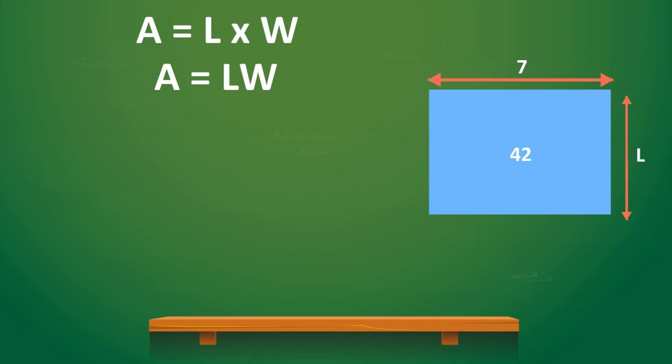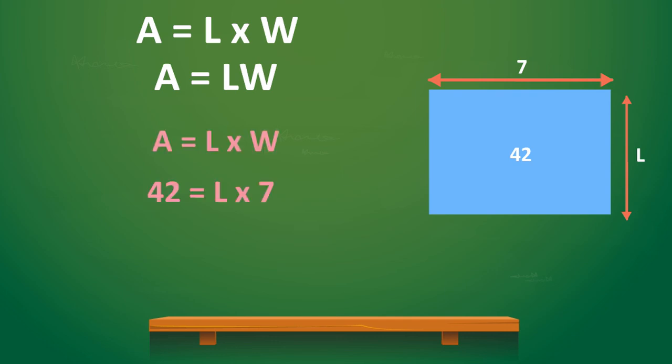Last one. Really try to get this one. Same idea as the last two questions. I gave you the area, it's 42. I gave you the width, W, it's 7. I didn't give you what L was. That's what I'm looking for. Can you figure out what L is by putting the numbers back into the formula? Pause the video and give it a try.